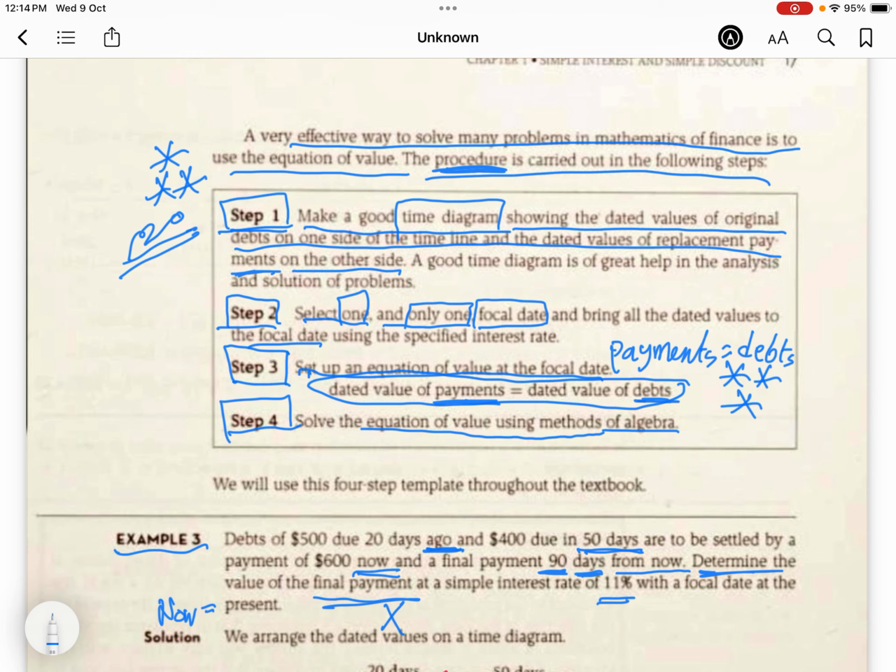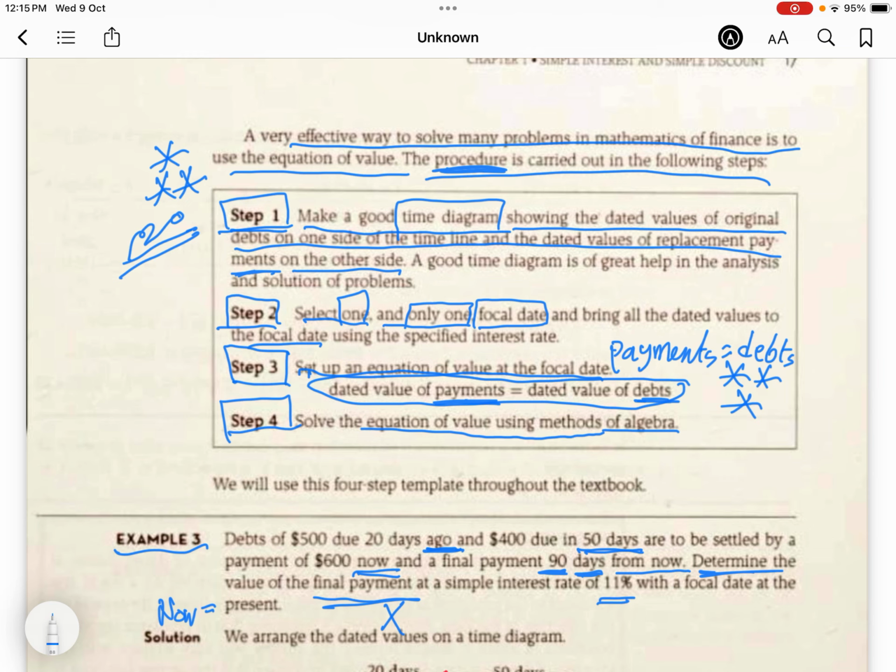Step 2, select one and only one focal date. Suppose the question gives you 3 focal dates, start to choose one and solve, and so choose the other and solve, choose the third one and solve. Don't try to solve on the 3 focal dates at the same time, and bring all the dated values to the focal date using the specified interest rate.